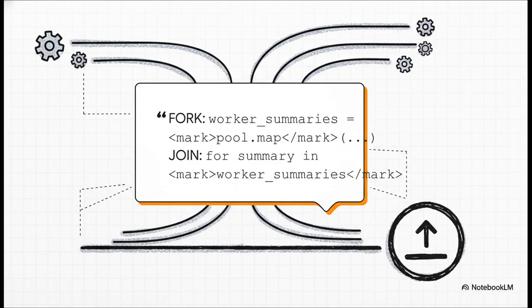The fork part, that happens when we use a thread pool and its map function. We're basically telling it, hey, take this process pile function and run it on every single one of the vote piles. The thread pool handles distributing all that work across a bunch of threads for us. Then the map function conveniently waits for all those workers to finish. The join part is that simple loop at the end where we iterate through all the partial results, the worker summaries, and combine them to get our final answer.